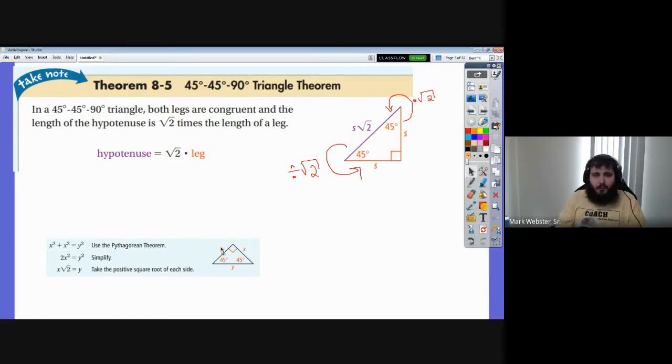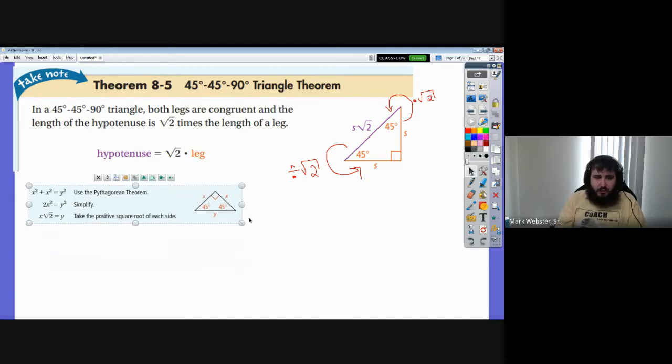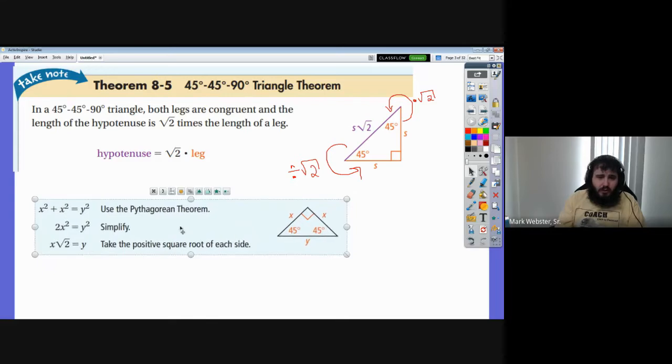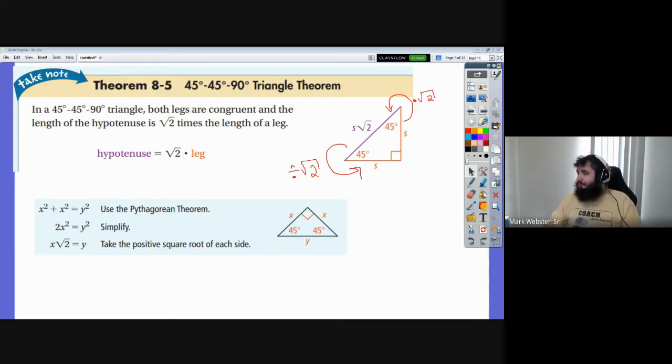Now, I don't want this to feel like magic to you, so I'm actually really glad our book does provide, like, okay, well, so we know how to do this with the Pythagorean theorem. Let's just solve for the hypotenuse y, right? So you can see what's happening here is that the side times radical 2 equals the hypotenuse. All right, they give you a little proof here. This is why this is true. Okay? All right, cool.